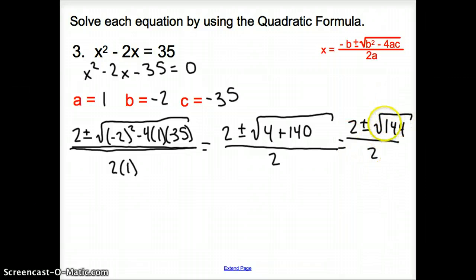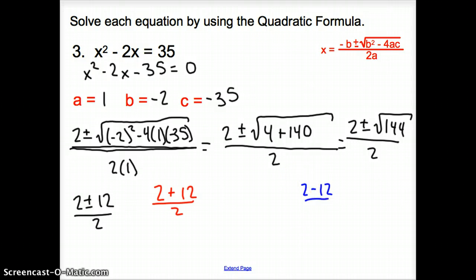Now, take out your calculator. The square root of 144 is 12, so it's 2 plus or minus 12 all over 2. Now, what does this plus and minus mean? Well, it is 2 plus 12 all over 2. And then what's the other part? You have 2 minus 12 all over 2.